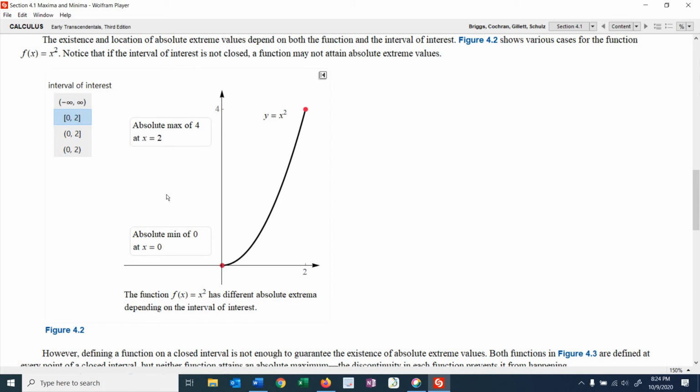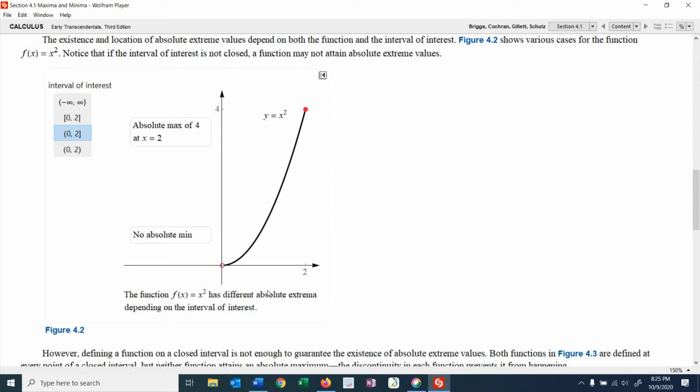Let's say it's not a closed interval. Let's say we have a half-open interval. This side doesn't include 0. This one includes 2, but this doesn't include 0. So if you don't include the 0, then this point right here doesn't exist on the function. 0, 0 is no longer a point on the function. So in that case, there is no absolute minimum because the y value here continues to get closer to 0, but it never reaches it. And so you can't declare there to be a minimum here.